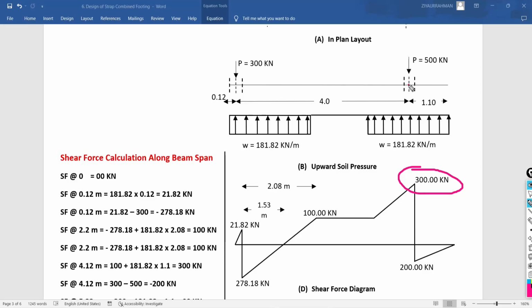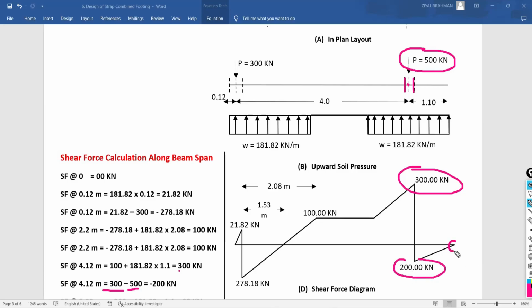But it is under the column, so the left section we have considered. Now just come to the right side of this center, so you have to include this downward 500 kilonewton force. So the same 300 at the same point, minus 500, you are getting the minus value of 200 kilonewton. It is in the downside as minus 200.